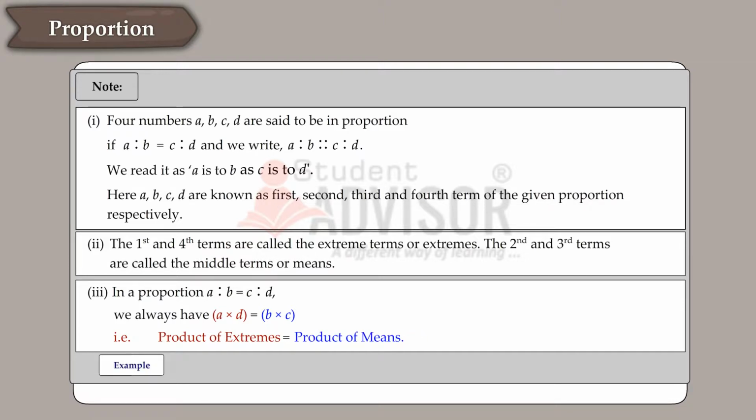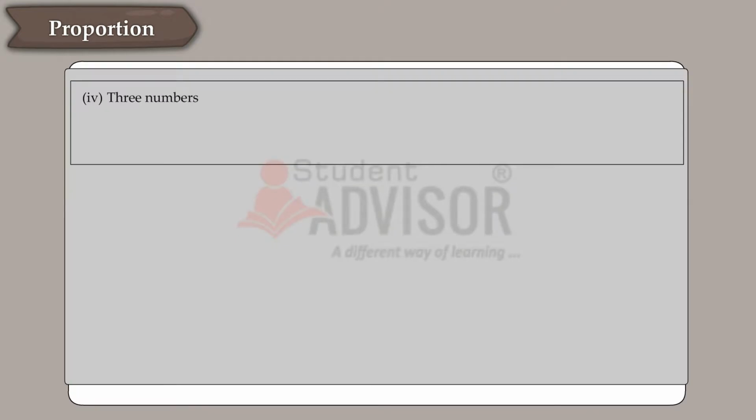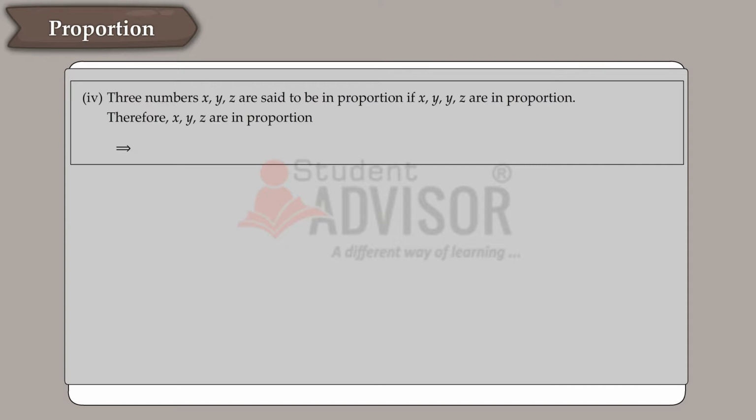Study the given example. Three numbers x, y, z are said to be in proportion if x, y, y, z are in proportion. Therefore, x, y, z are in proportion implies that x, y, y, z are in proportion, which implies that x is to y is equal to y is to z, which implies that y squared is equal to xz.